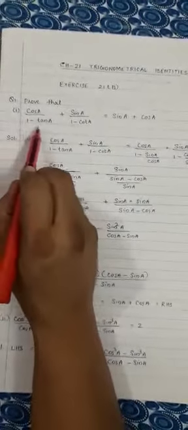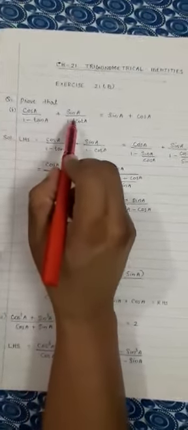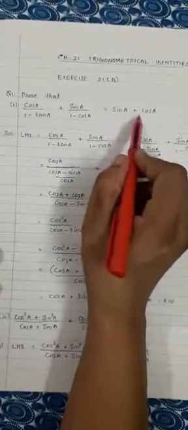Today we are going to do the continuation of the chapter Trigonometrical Identities. Let us start the exercise. First question. Prove that cos A divided by 1 minus tan A plus sin A divided by 1 minus cot A equal to sin A plus cos A.